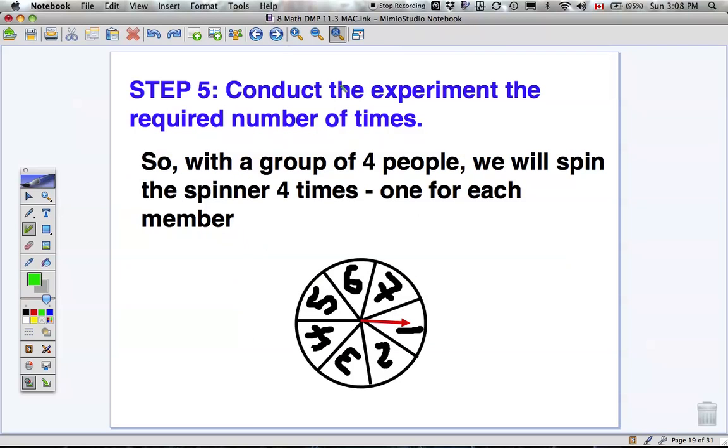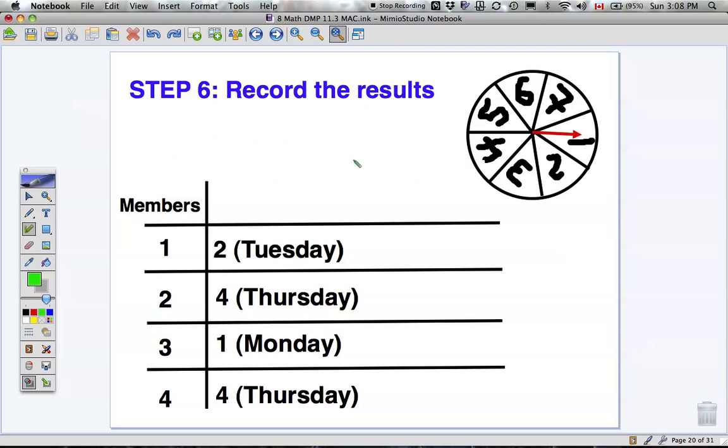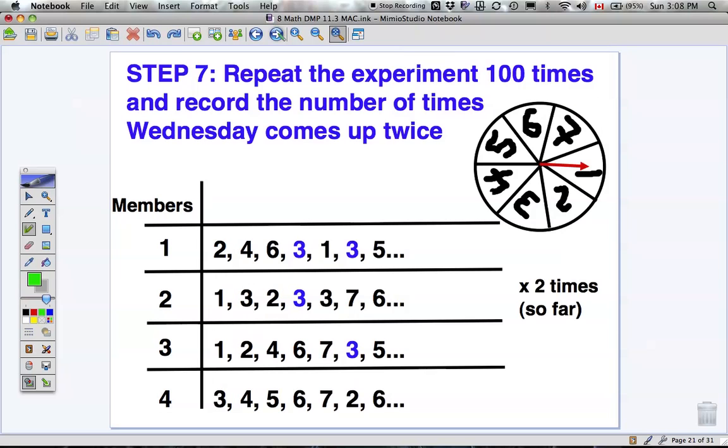We then have to conduct the experiment the required number of times, and this is the tricky part. You go back to the question and it says there's a group of 4 people. So you have to spin the spinner 4 times, 1 for each member of the group, to find out what day of the week they were born on or would be born on. We record the results in step 6. So we spun the spinner once and it came up a 2, so that kid was born on a Tuesday. Spin it again for person number 2, a 4, and they're born on Thursday, and so on and so forth.